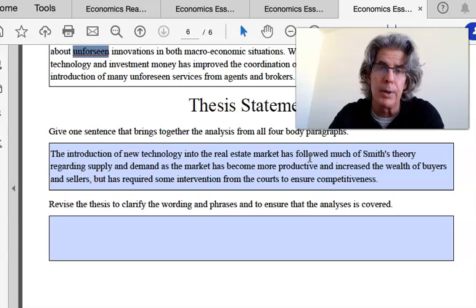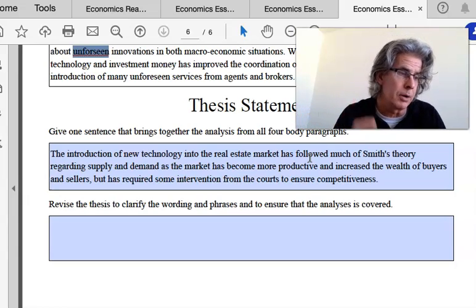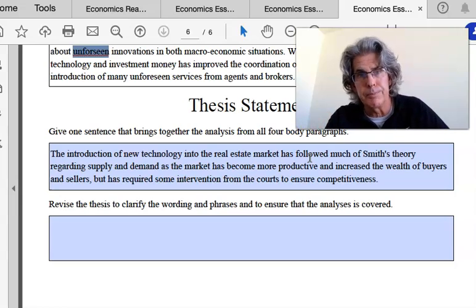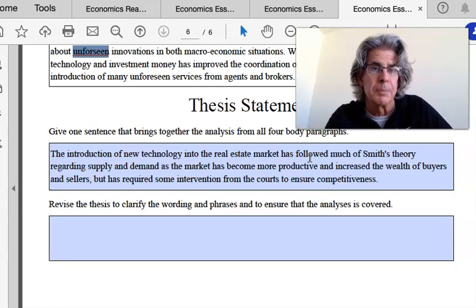Notice I am applying Smith to the real estate market. Okay, there's going to be strengths and weaknesses of Keynes going into the German central bank, or Marx going into the collapse of, I don't know, some computer market or whatever. There will be strengths and weaknesses of any theory. What I'm pointing out is overall Smith works well regarding supply and demand as the market has become more productive and increased the wealth of buyers and sellers.